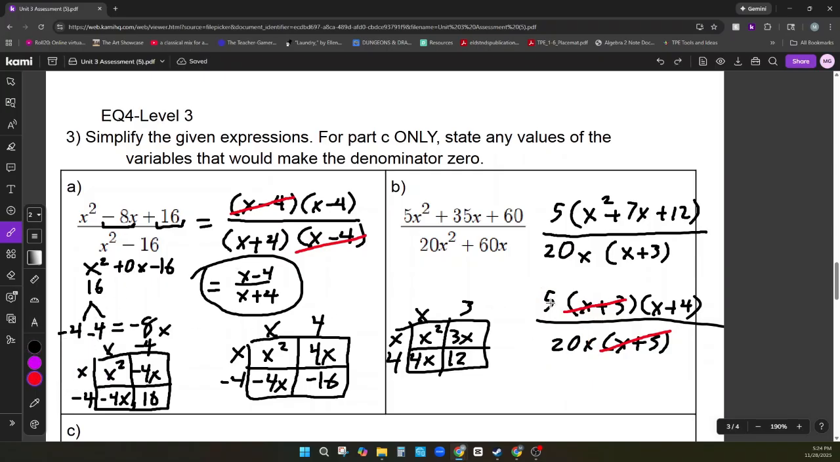So when I cancel these, I take a 5 out of 5, I take a 5 out of 20. 5 divided by 5 is going to give me 1, and 20 divided by 5 is going to give me 4. I'm left with a 4. I have nothing more to cancel, so my answer is going to be x plus 4 all over 4x. And that is my answer to my second one.